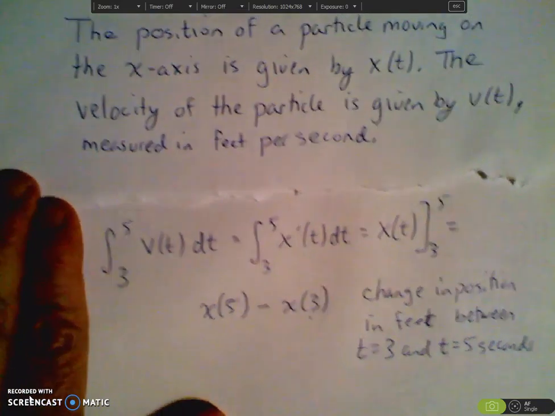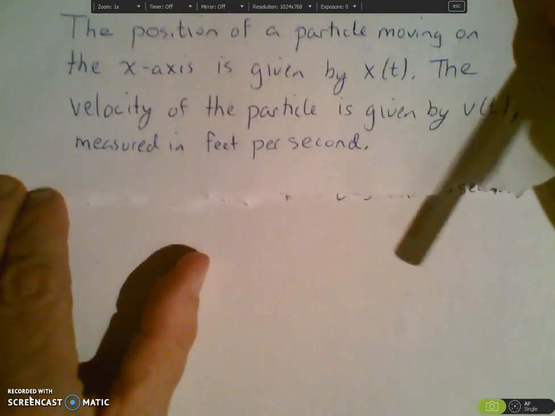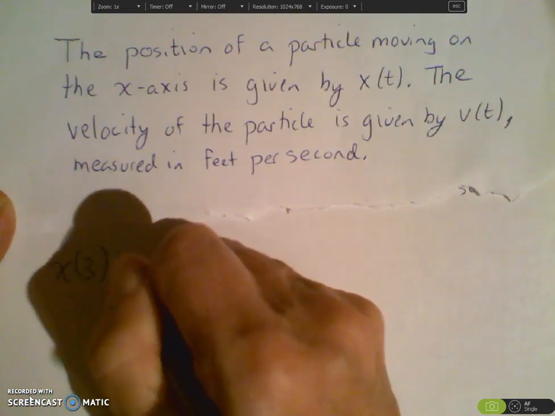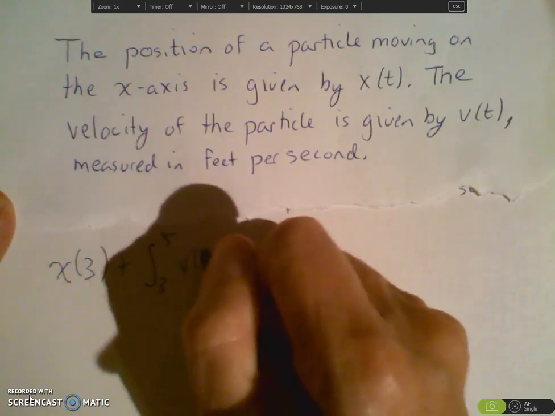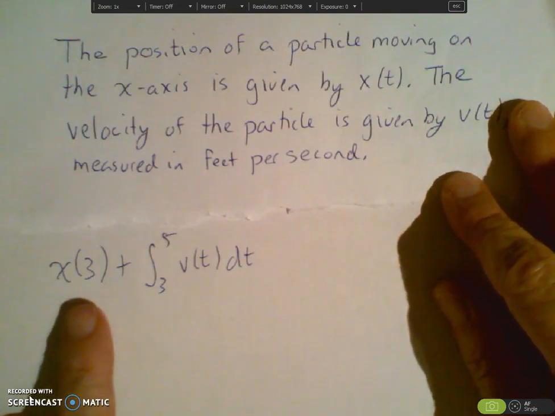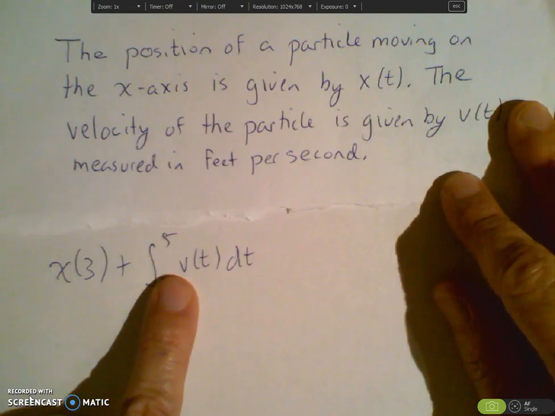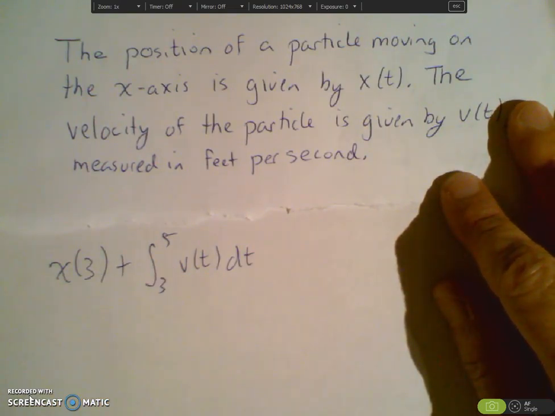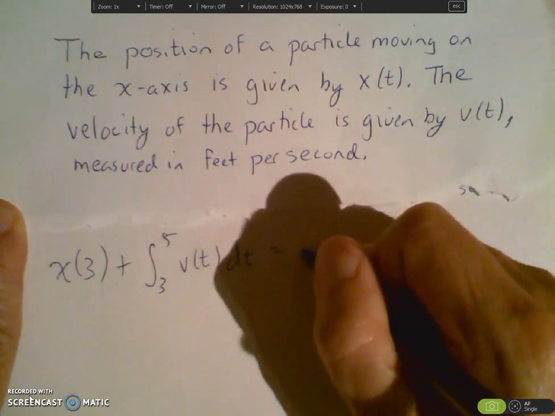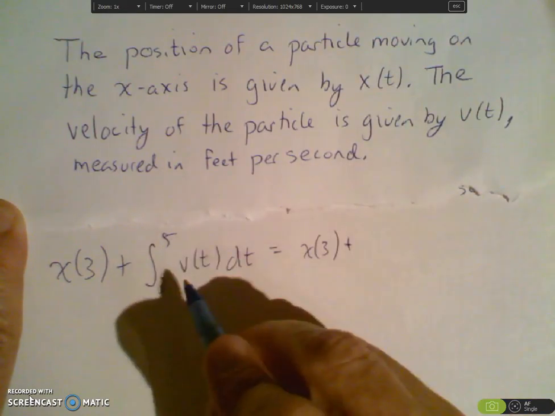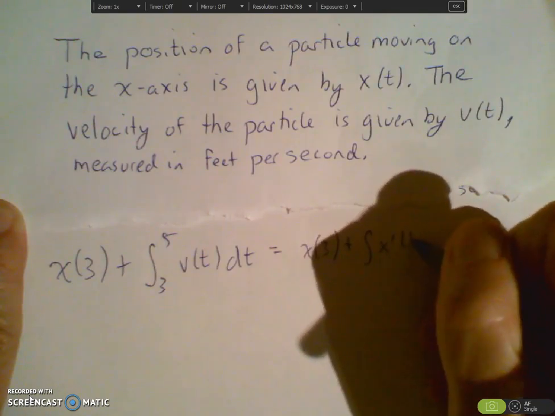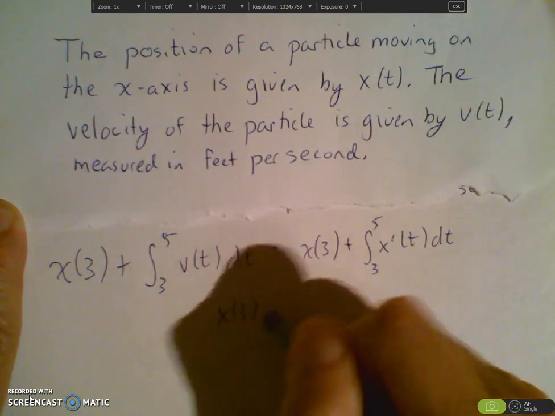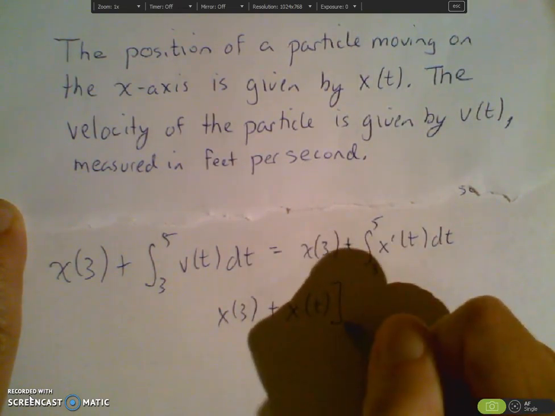If we were to encounter this definite integral expression, now we've got the position at time 3 plus this change in position. Well, if we take the initial position and add the change in position, we're going to get a new position. Again, we might take a moment to remember that we're integrating x prime from 3 to 5. And so when we integrate x prime, we'll have x of t, evaluating from 3 to 5.